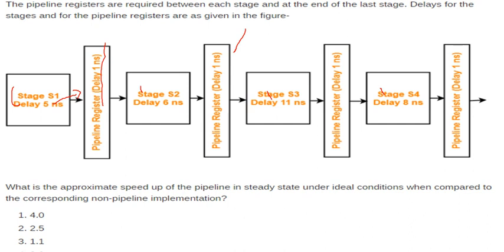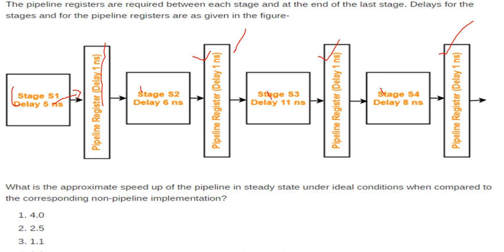Due to these pipeline registers, we get a certain amount of delay that we call the pipeline register delay. So after each stage, we can see that we are having pipeline registers, and the delay due to these pipeline registers is 1 nanosecond, and we are given the stage delays also. For the stage S1 we are having 5 nanosecond delay, then 6 nanosecond, 11 nanosecond, and 8 nanosecond respectively.